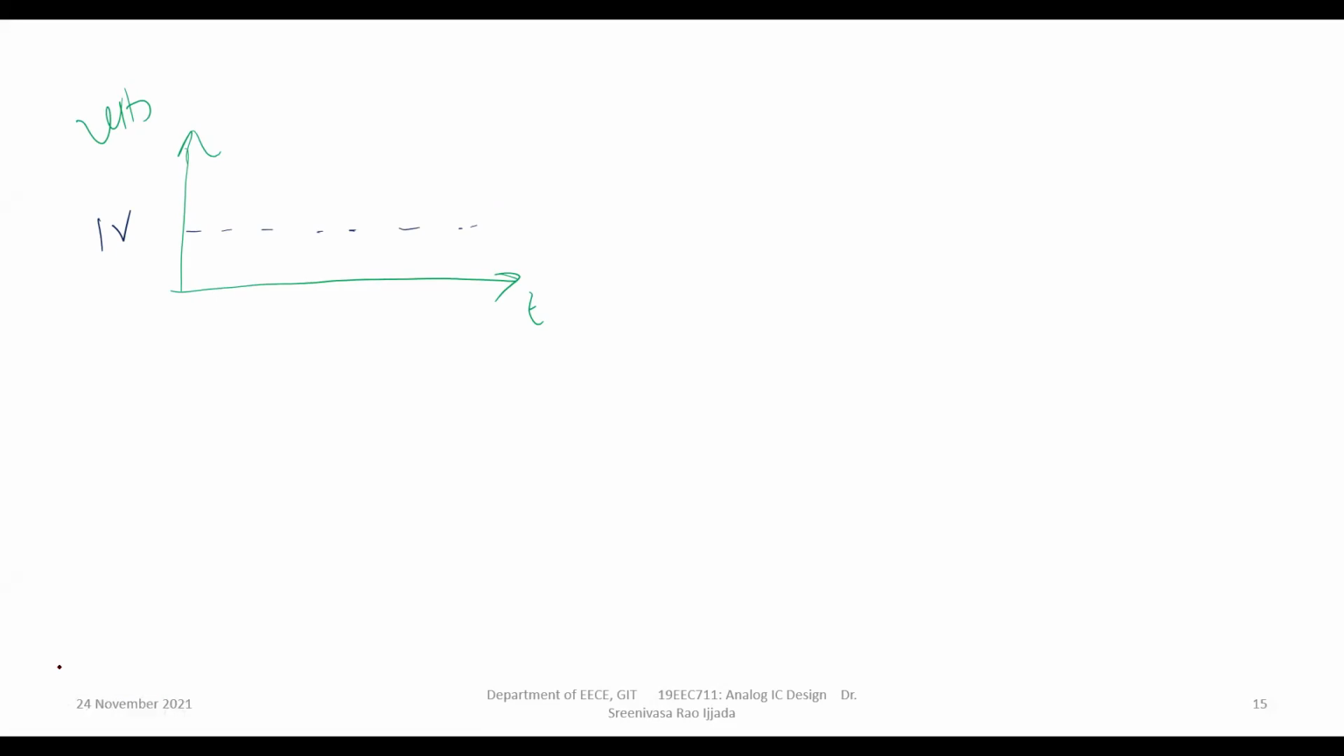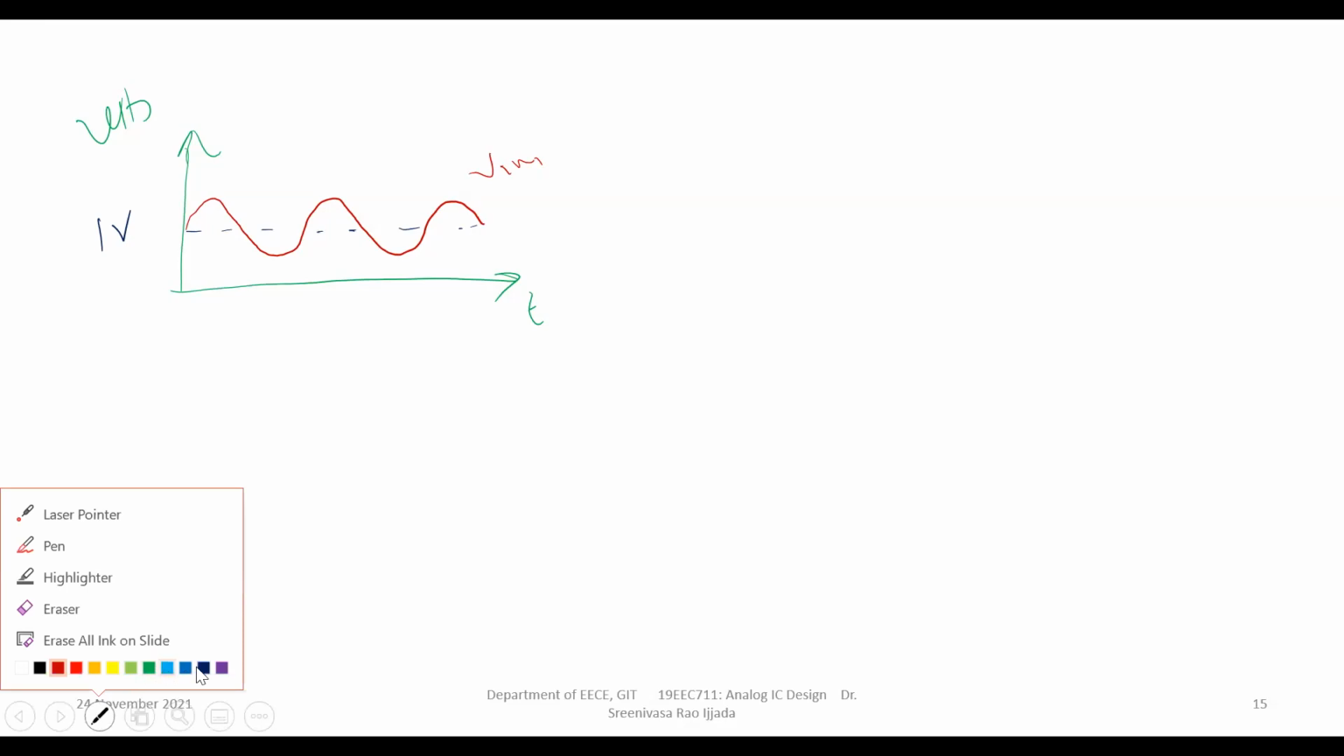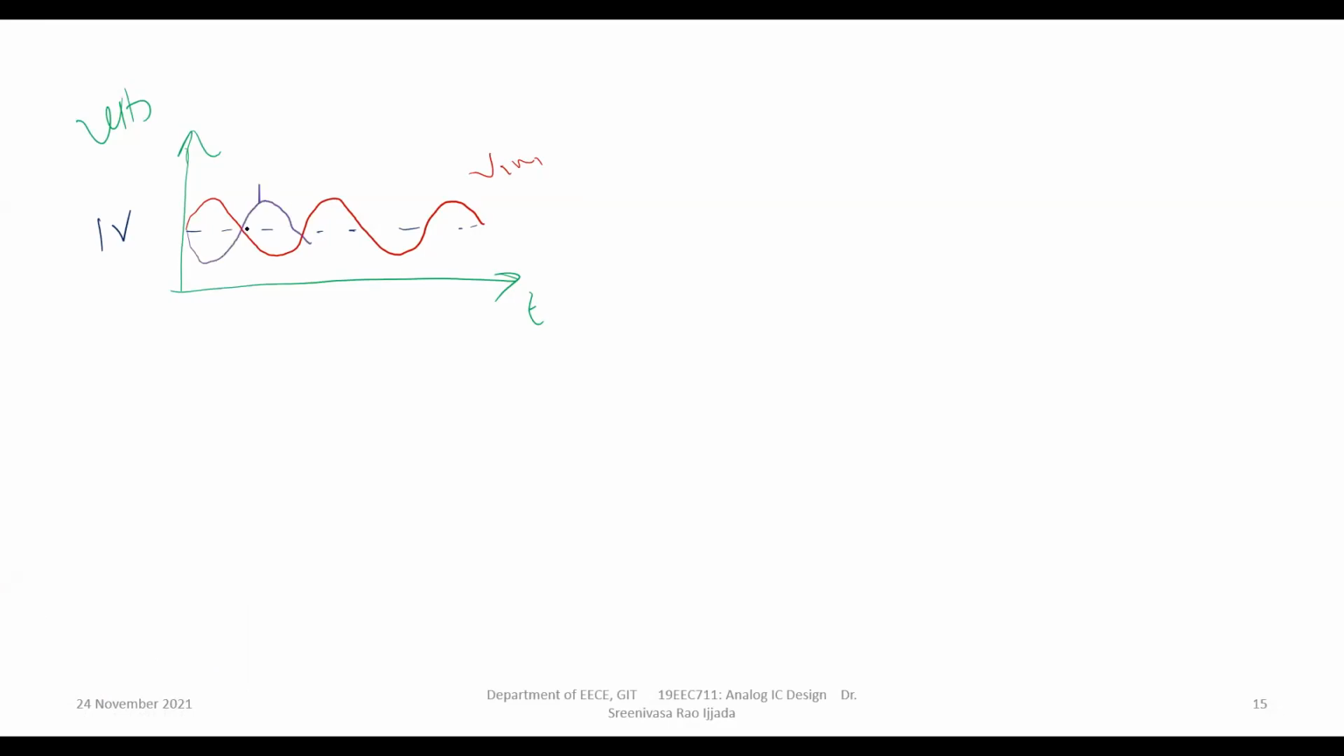So my one signal is Vin1. This is my Vin1, and Vin2 is this. So this may be 0.5.